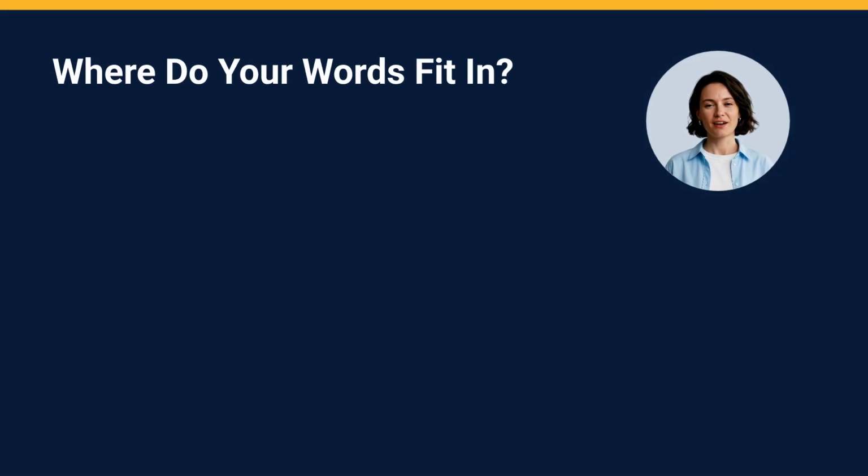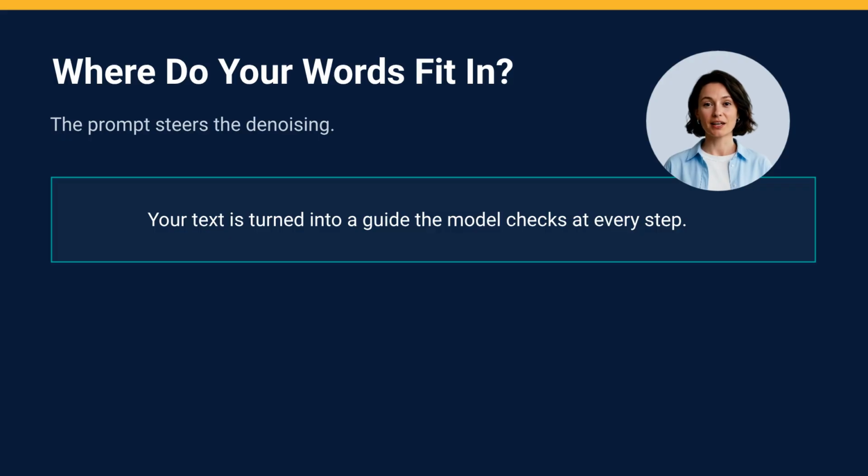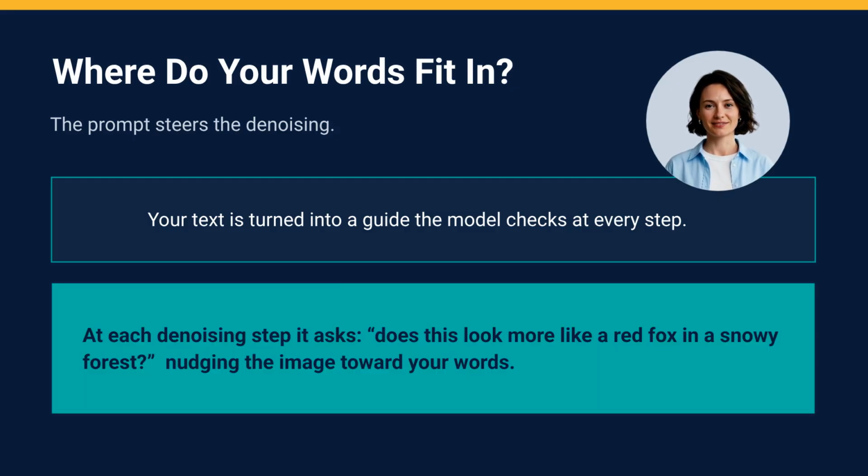But wait, so where do the words fit in this process? If the AI model is just removing noise, the words are important. The prompt actually steers the denoising. It is the key. The user prompt is converted into a guide that the model consults at every single step. As it decides which noise to remove, at each denoising step it asks, does this look more like a red fox in a snowy forest? Each tiny denoising step is nudged toward your description. The words don't draw the image, they steer it.